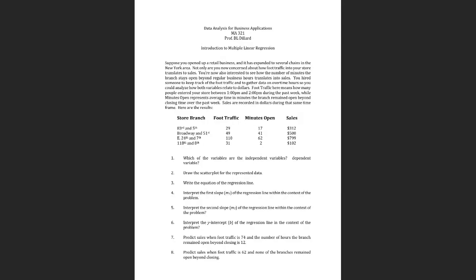All right, 29. Let me put these things in there. 49. Please make sure you enter the data correctly because that's going to affect our results. 17, 41, 62, 2. This is exactly the same data that we had last time, except I stuck a column in here. 500, 799, 102. Okay.